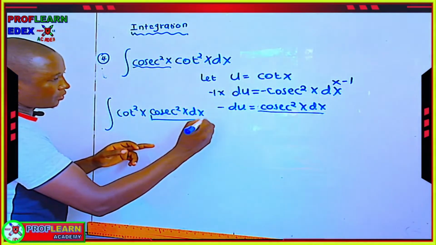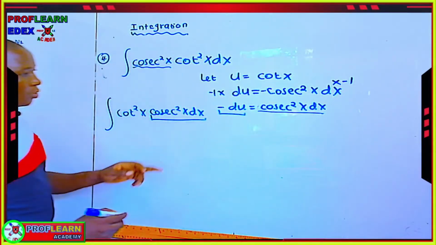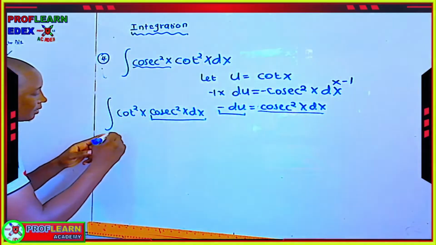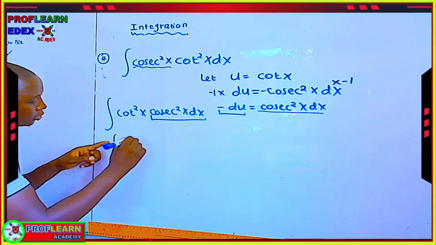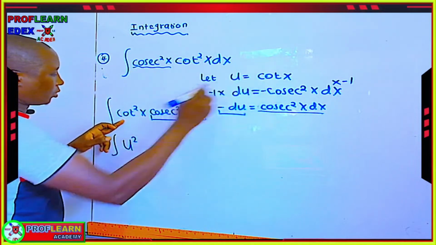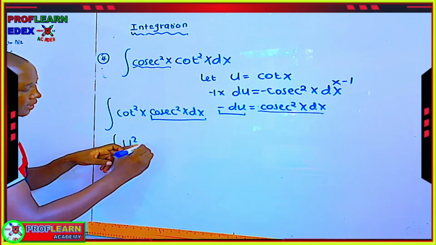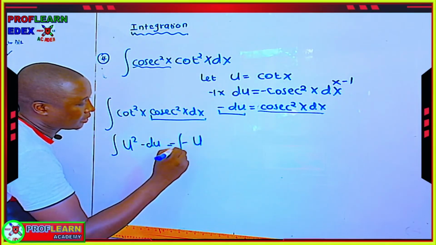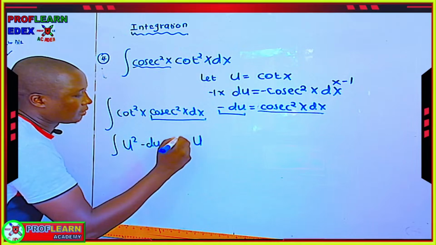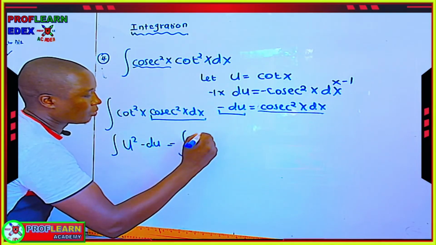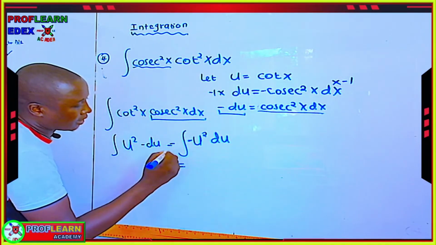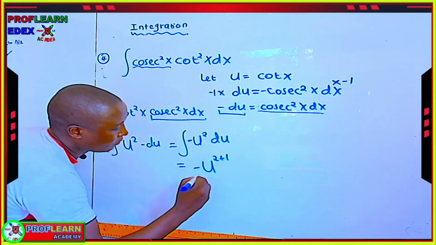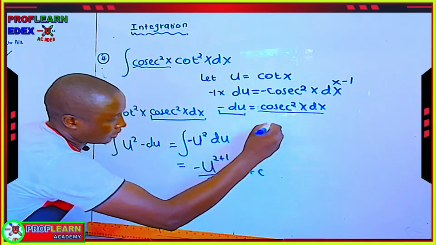So this part that I'm having here can be replaced with what? Du, because cosec squared x dx is equal to negative du. So I'll say therefore this is going to be u squared, because cot was just u, and this is cot squared, it will be u squared negative du. And that will mean I'm integrating negative u squared with respect to u. Then I can integrate this normally to be negative u raised to power 2 plus 1 over 2 plus 1, then plus c, like that.